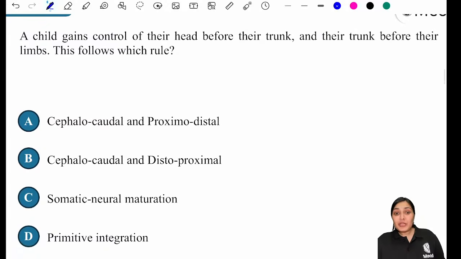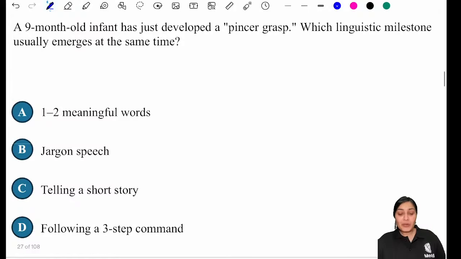Now let's move to the next question. A child gains control of the head before the trunk, before the limbs. This follows which rule? So very simple, head before trunk, trunk before limbs. This is cephalocaudal, and we all know trunk before limbs is proximo-distal. So cephalocaudal and proximo-distal.